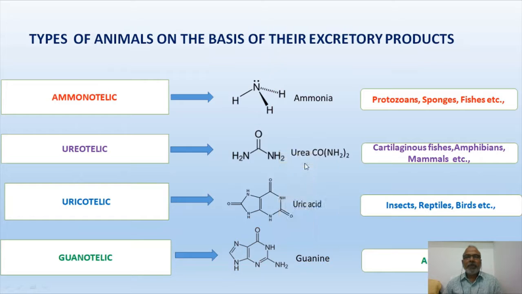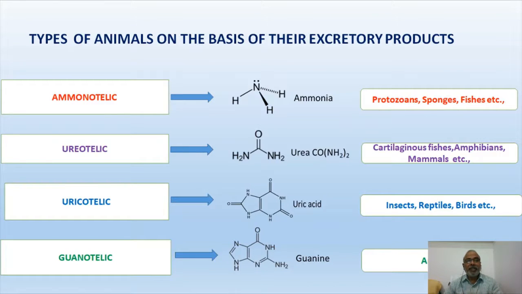Okay. Friends, animals can be classified on the basis of their excretory materials. On the basis of their excretory materials, animals are classified into these many types. Ammonotelic organisms. By definition, ammonotelic organisms are those organisms which eliminate their excretory product in the form of ammonia. Take for example protozoans, sponges, fishes. They eliminate their waste material in the form of ammonia.